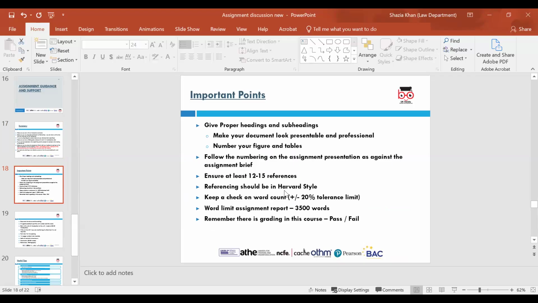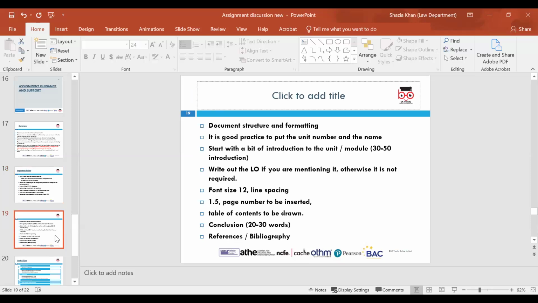Referencing should be Harvard referencing, and ensure at least 12 to 15 references. Keep a check on your word count, so minus 20% tolerance on AI. Word limit for the assignment report is 3,500, and the grading is a pass or a fail here.